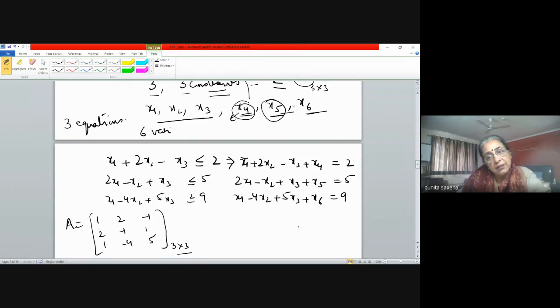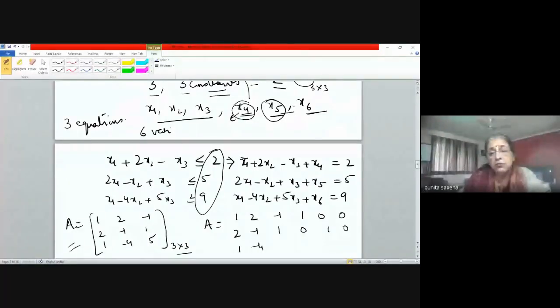Is that okay? Now see what has happened. Your B has not changed, but your A has. What is your A now? It is now 1, 2, minus 1, 1. What about x5, x6? 0, 0. Then what is the second row? 2, minus 1, 1, 0, 1, 0. 1, minus 4, 5, 0, 0, 1. अब ये बन गया ना हमारा A. So it is now 3 cross 6.